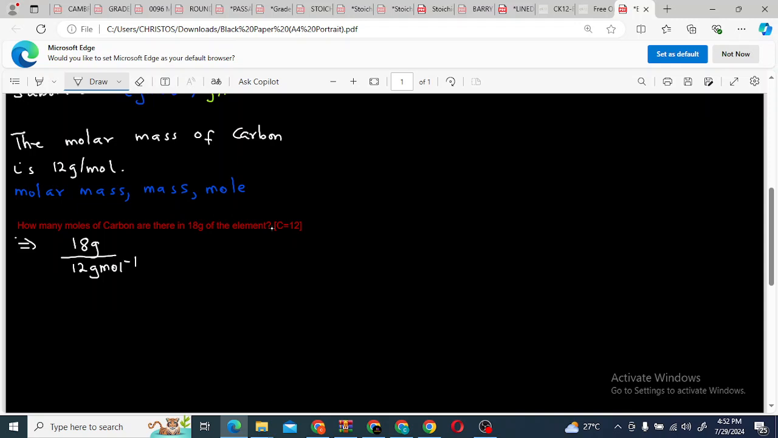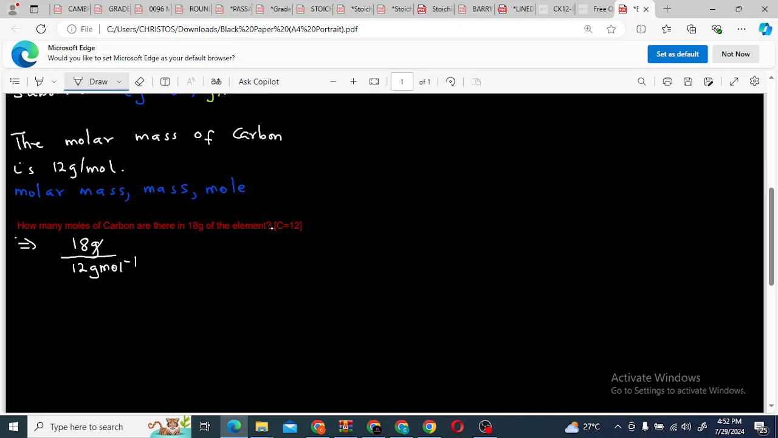Why do I need to do this? Because there is 18 gram of substance on the top pan balance. But I know that every 12 grams will give me 1 mole. So if I want to find how many moles are in that mass, I would have to divide by the mass of 1 mole, which is its molar mass. So let's do our division.